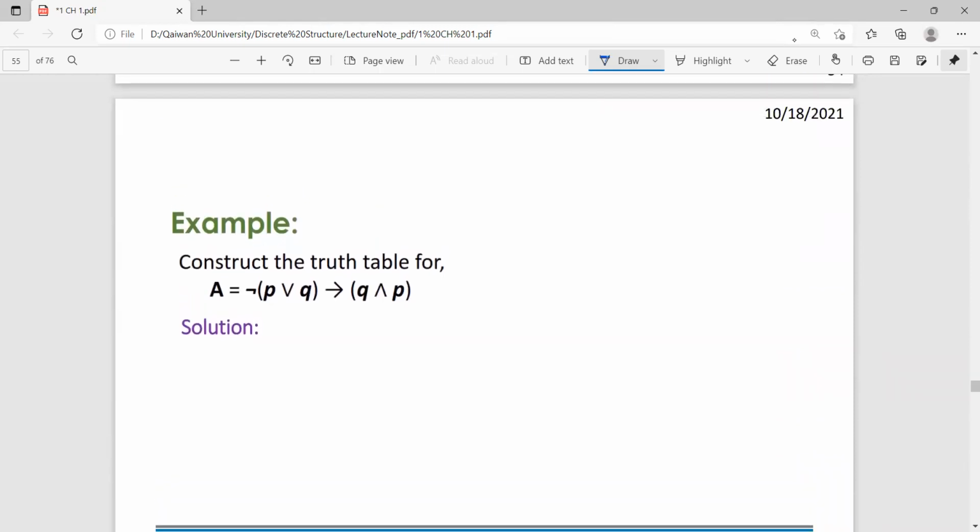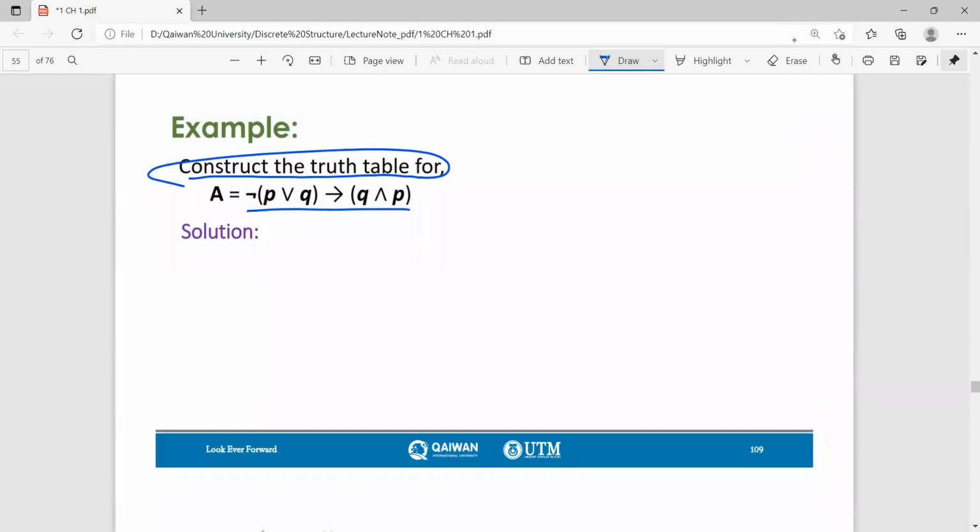Here, first we should work on brackets. Okay, construct the truth table for this one. We just make the truth table for this statement, this compound statement. This compound statement must be in the right column, the last column.